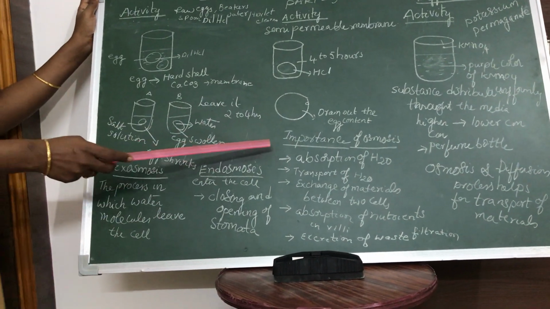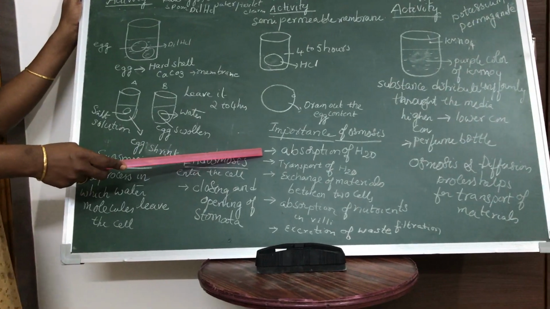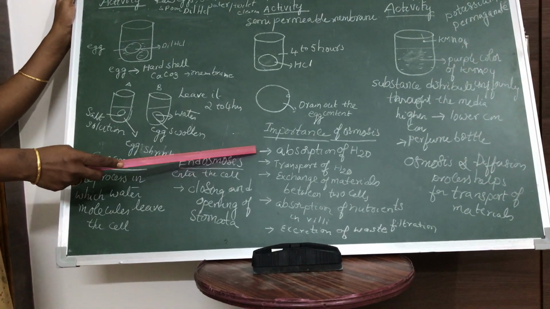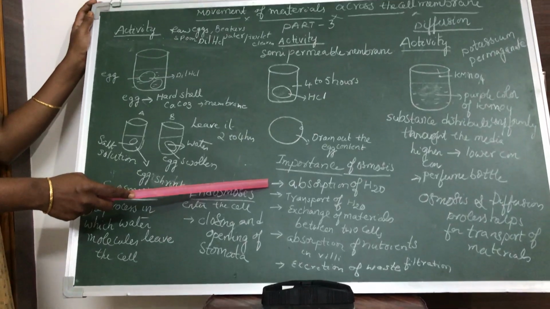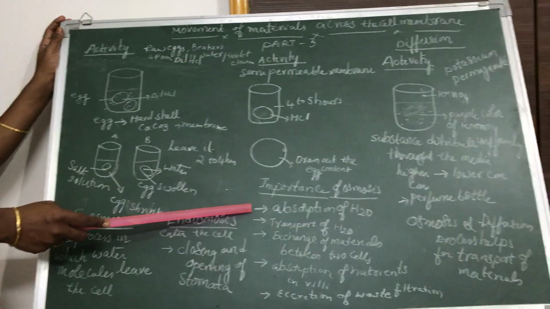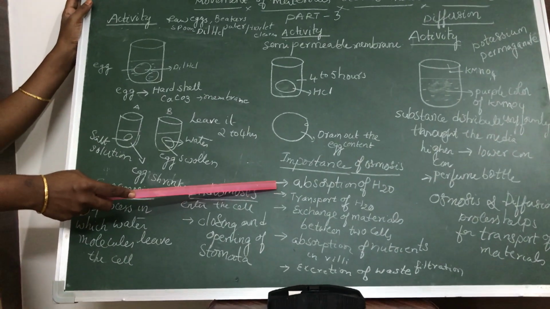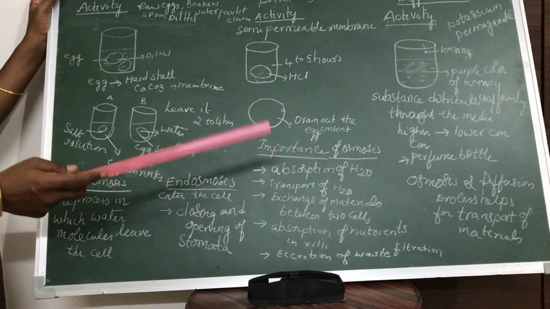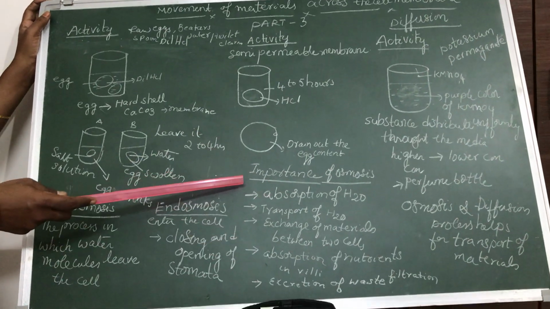So first, absorption of water from roots. Roots have small tiny hairs called root hairs, and root hairs are made up of cells, and there is cytoplasm in the cells. There is a difference in the concentration of cytoplasm in the cell and the water.